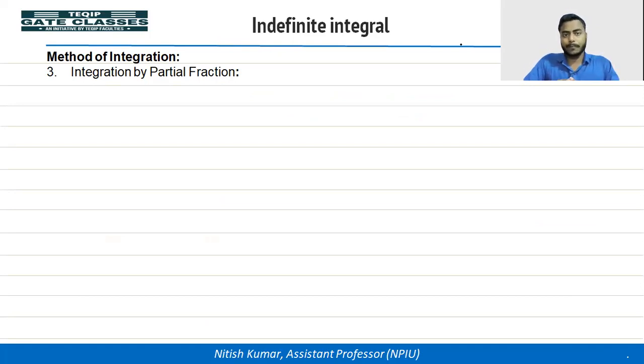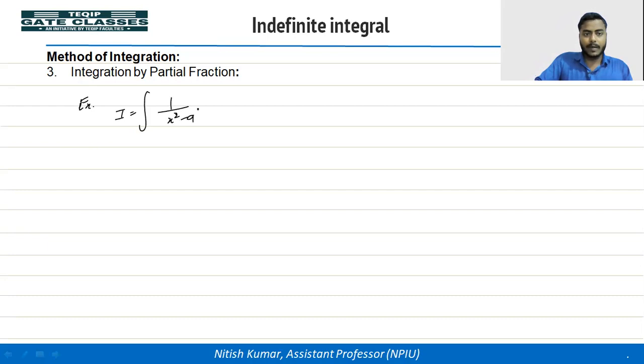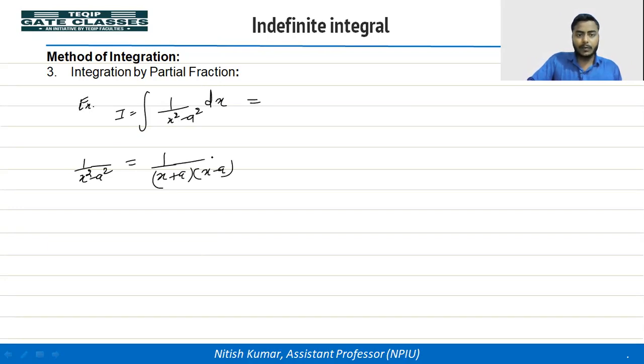Now, the third method of integration is integration by partial fractions. Let's take an example. We have to integrate 1 by x square minus a square with respect to x. We want to calculate the integration of this function. When you get a square minus b square in the denominator, we can write x square minus a square as x plus a into x minus a, right?